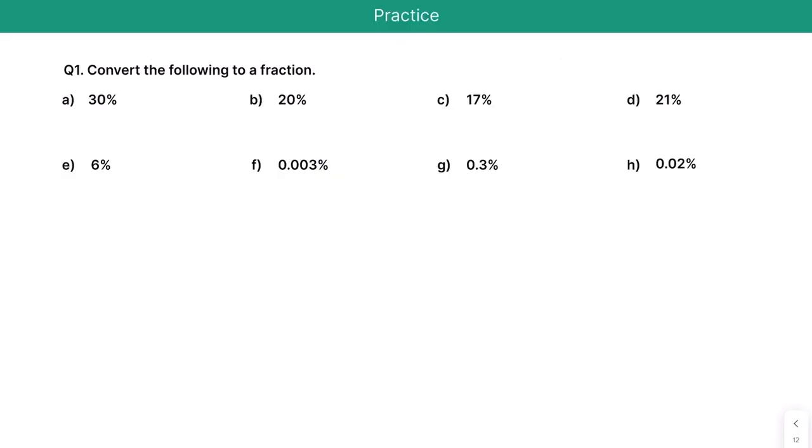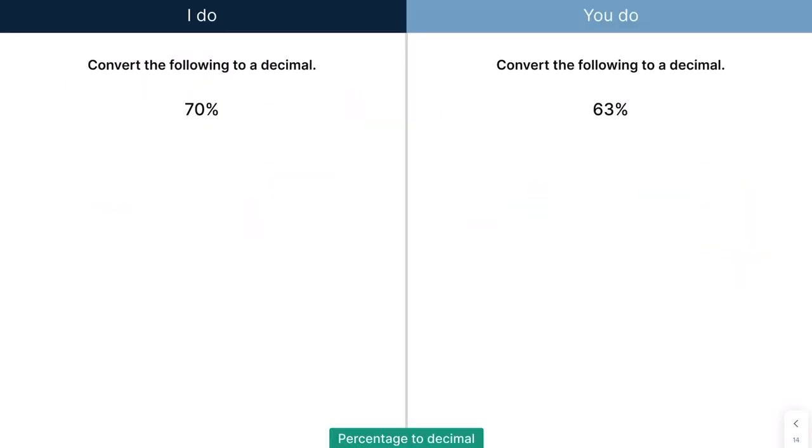So here's some practice questions for you to have a go at. Press pause and have a go. Here are the answers. Now moving on, we're now looking at how do you convert a percentage to a decimal.